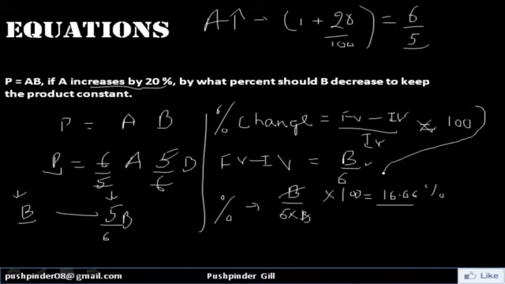Why I have done this whole series of steps is to explain the concept to you. However, you do not need to do it over and over again. Simply, B became 5 by 6 B from B. That means it reduced by 1 by 6. That is equivalent to 16.66%, right? So I hope everyone understood this.